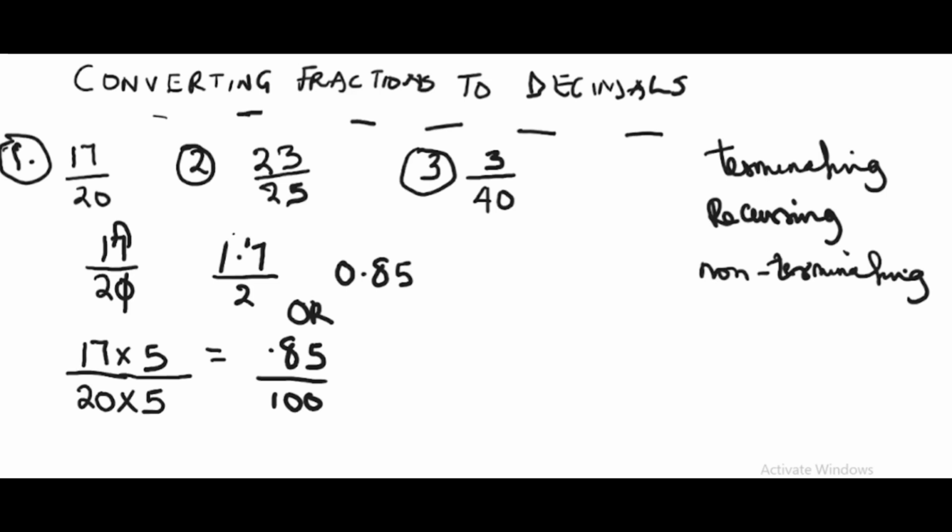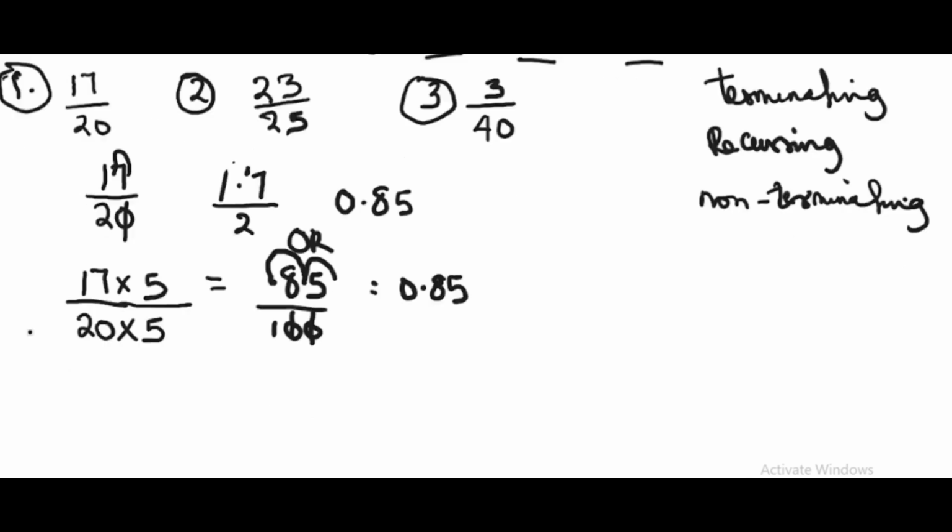So now imagine this. Very quickly cancel 0, move your decimal from where it is at the back of 5 to the front of 5. Cancel the second 0, move it again. So what do you have? You have 0.85. Do you see how easy that is? Very quickly you have converted. All right. Then the second one, we have 23 over 25.